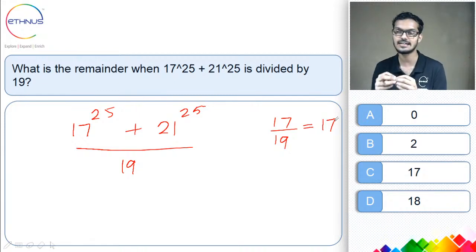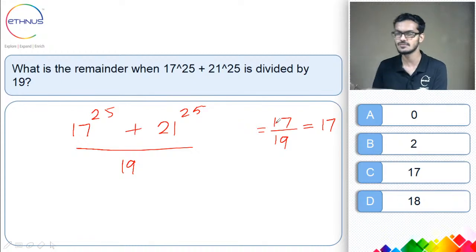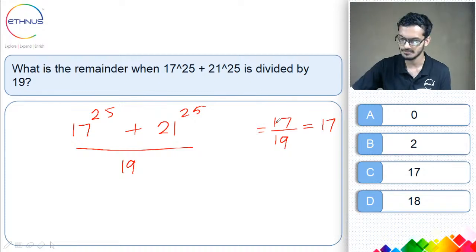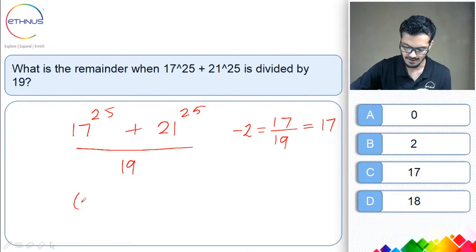So here I can take the negative part of it, which we call the negative remainder. This is the easiest way of solving it. And how to get the negative remainder? Positive remainder minus divisor. Here the positive remainder is 17. 17 minus 19 is how much? Minus 2. So I'm going to take this one here. Instead of 17, I'll write minus 2 to the power of 25.